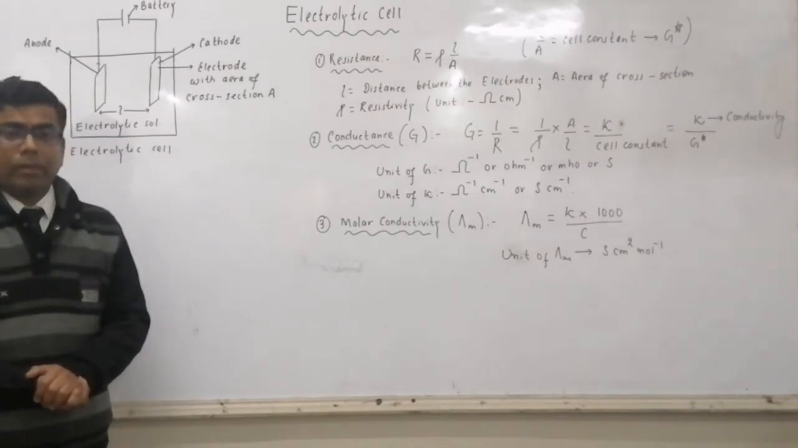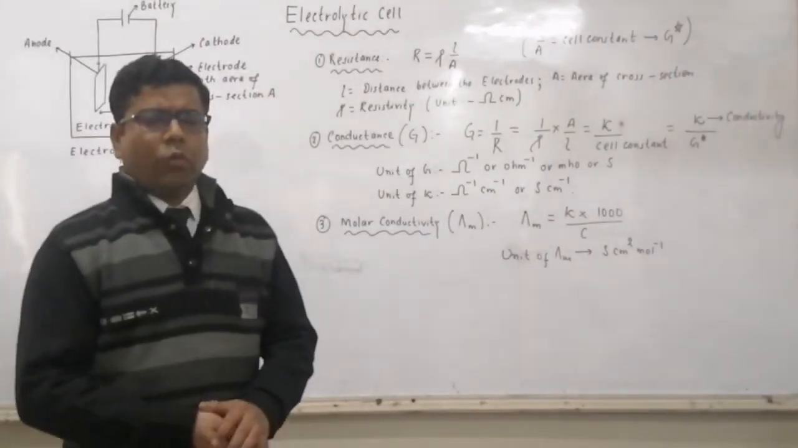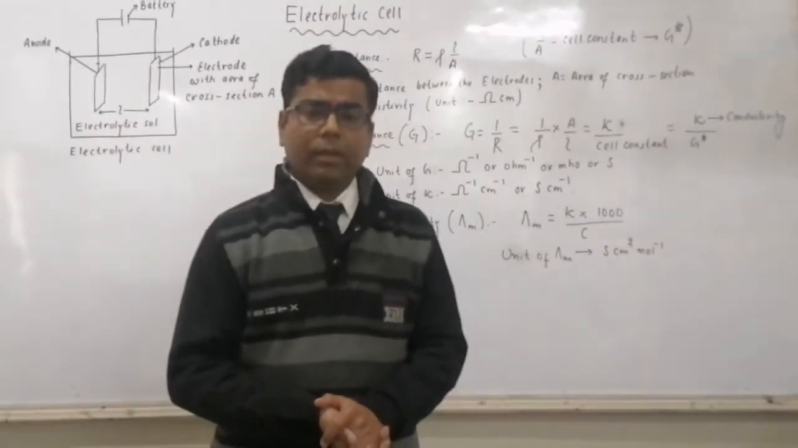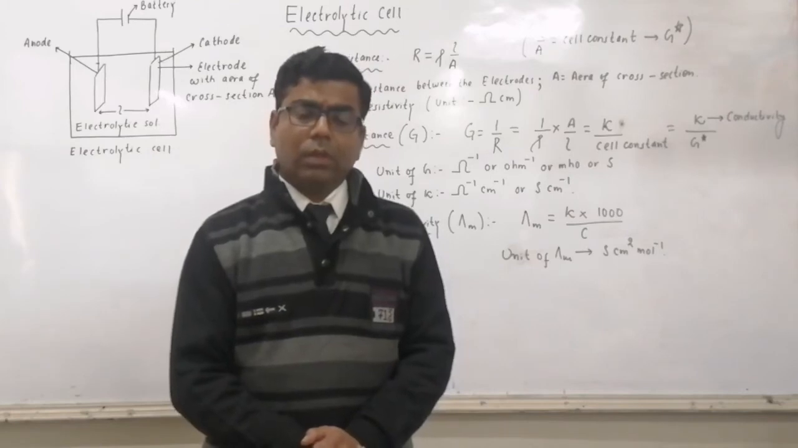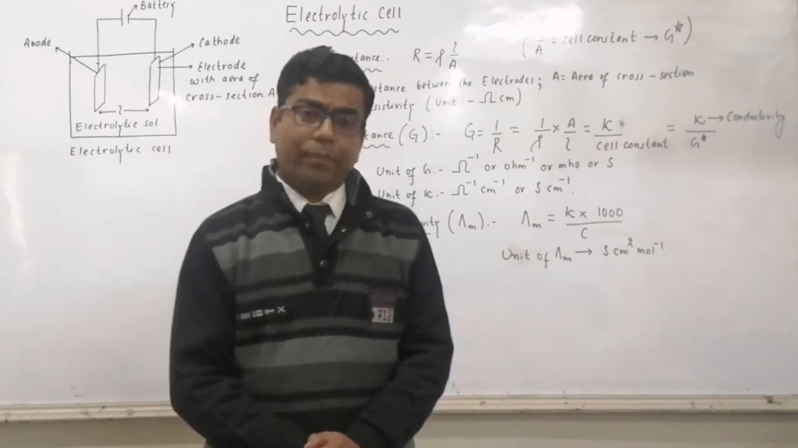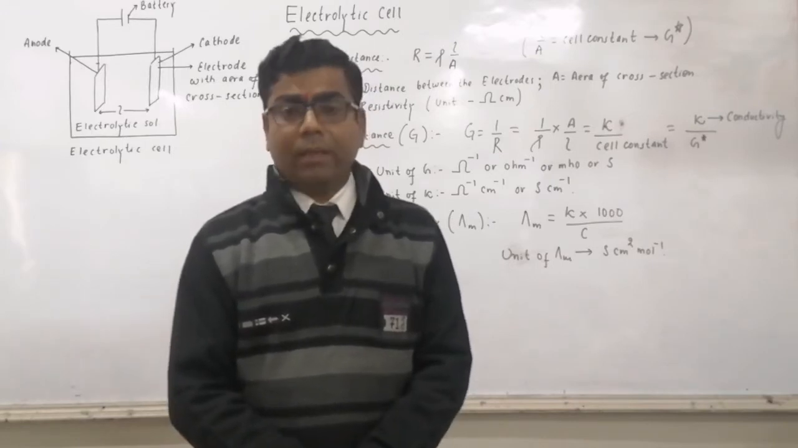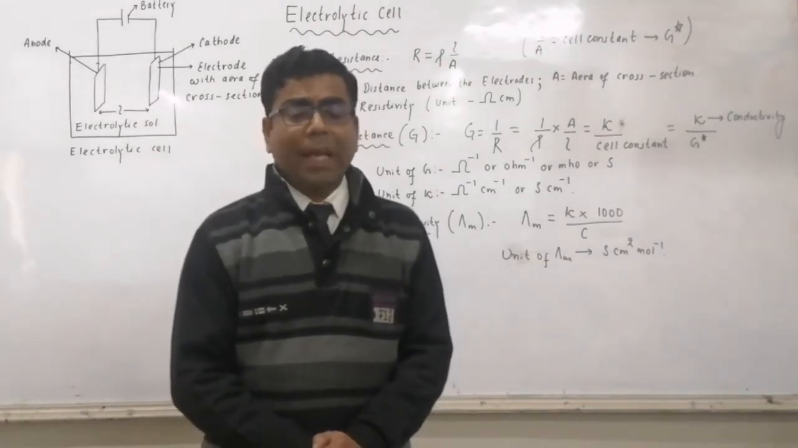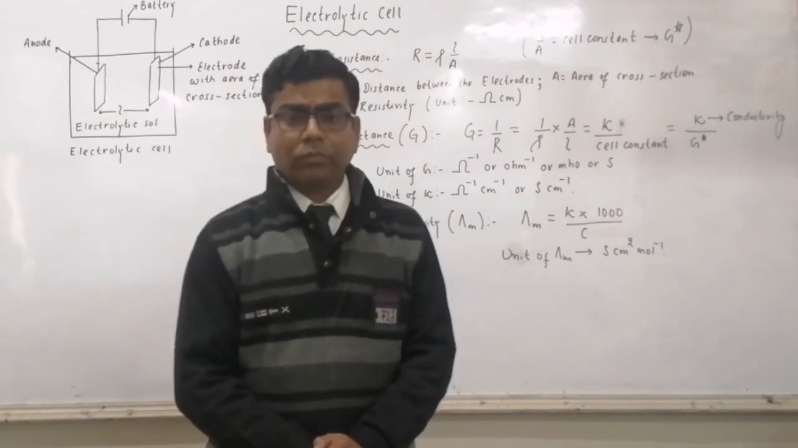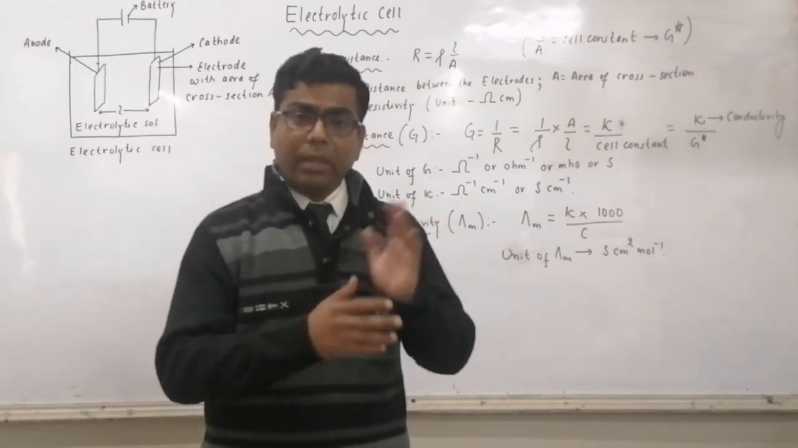Now, the formulae used. Whatever rules or formulae are associated with a metallic conductor are also applicable for the electrolytic cell. If we talk about a metallic conductor, then we say potential applied is equal to I into R, current into resistance. So the same formula is applicable here.